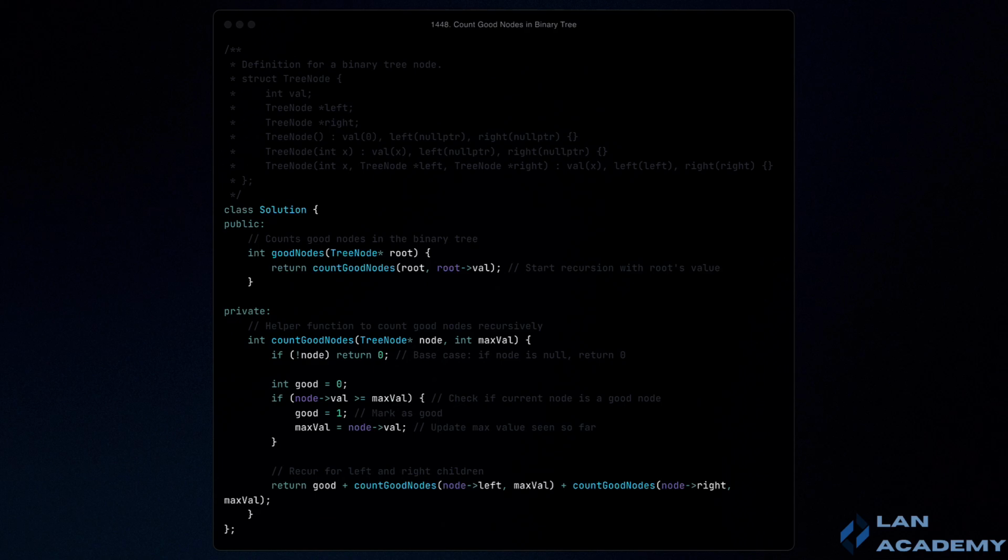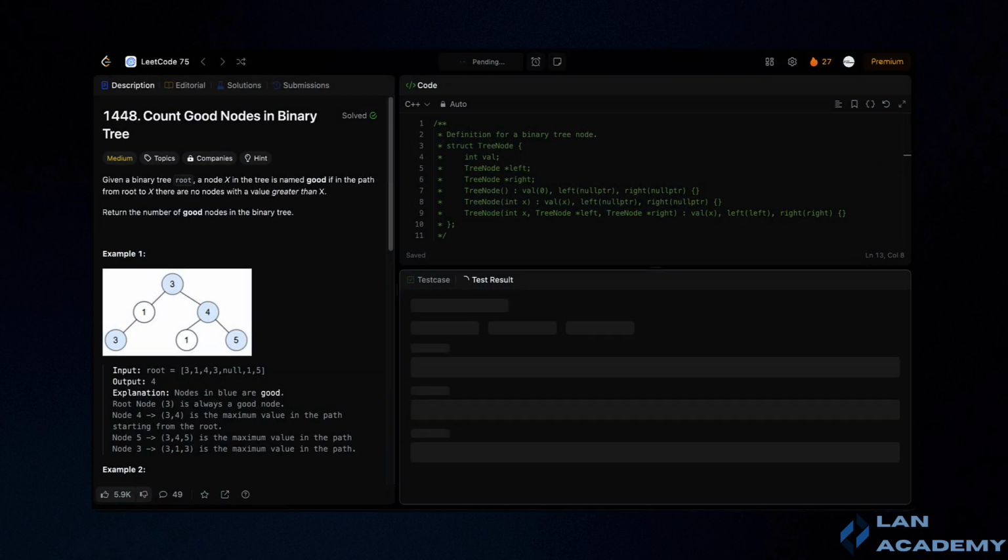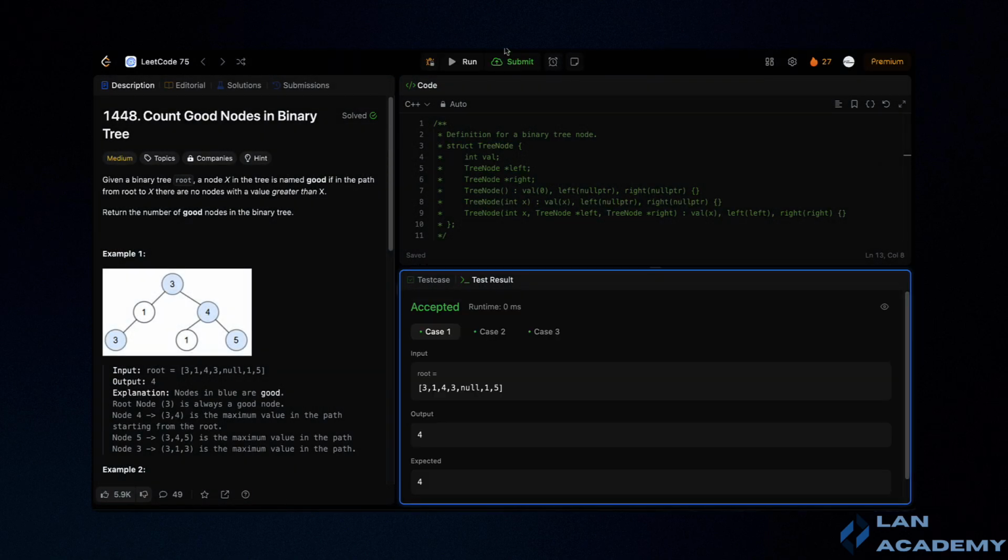By maintaining a running maximum and using preorder traversal, we ensure that the solution is both straightforward and efficient. This method not only meets the problem requirements, but also demonstrates the power of recursive tree traversal in solving complex tree-based problems. Now, it's time to put this implementation to the test. Don't hesitate to experiment with your own ideas and explore other potential solutions to the problem.